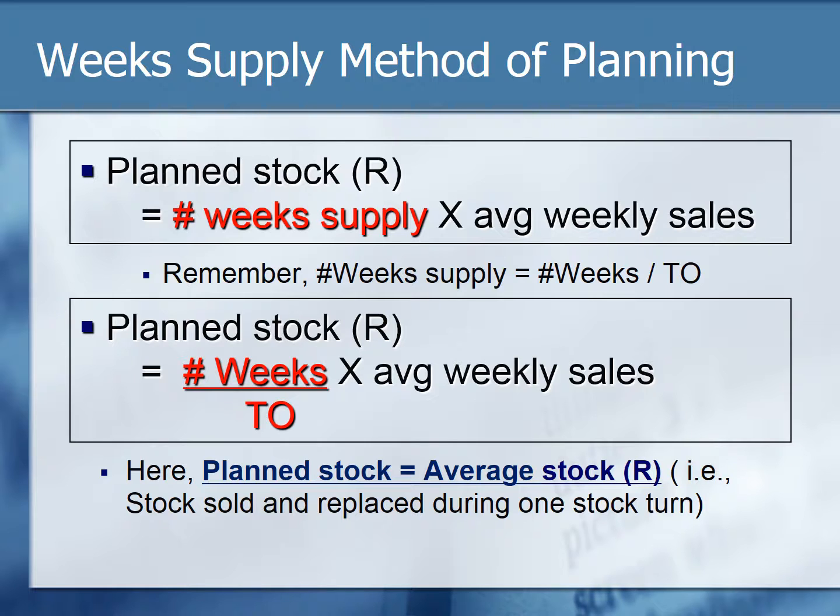Remember that number of weeks supply we calculated by dividing the number of weeks existing in the period for which the turnover was calculated by turnover, right? So number of weeks divided by turnover times average weekly sales will be another formula that we can derive from the previous formula for planned stock. Again, remember that this planned stock is the same as the average stock at retail or average inventory at retail. That average inventory basically means the stock amount sold and replaced during that one stock turn period.